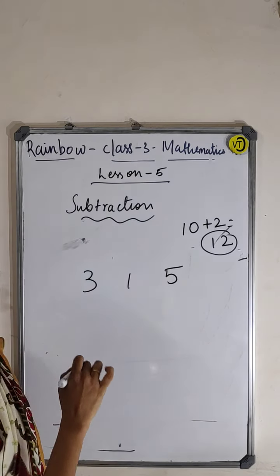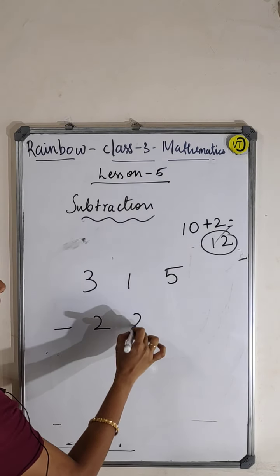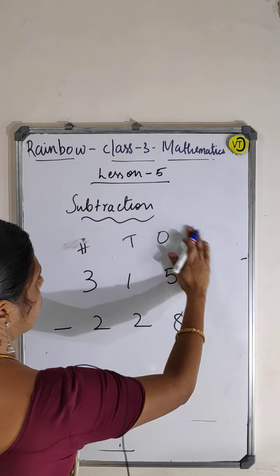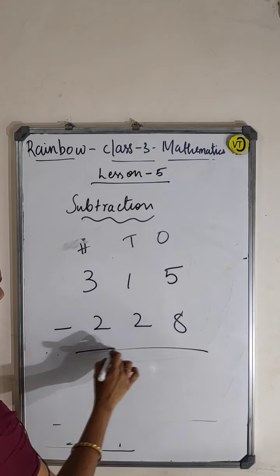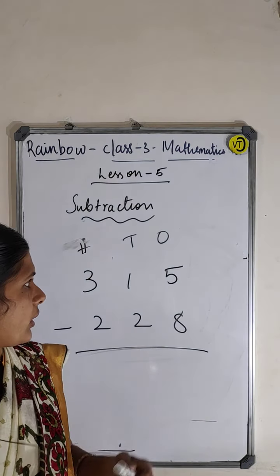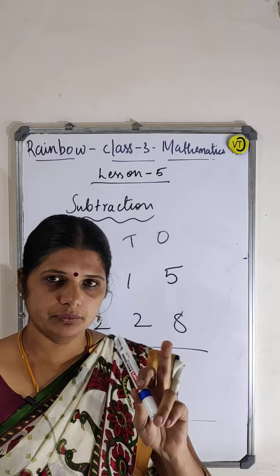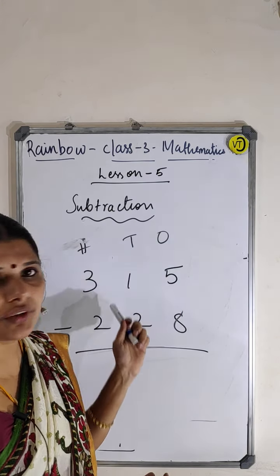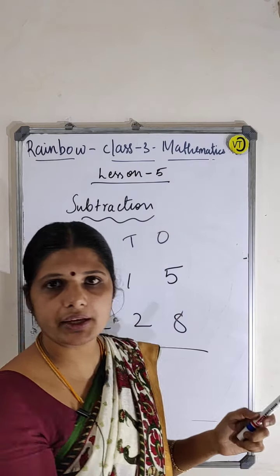315 minus 228. Ones, tens, hundreds. Okay, now what I will do is 5 and 8. It never goes, right? It's a smaller number and it is a bigger number. It won't go. So this 5 is borrowing from tens. The 1 is borrowing from tens.